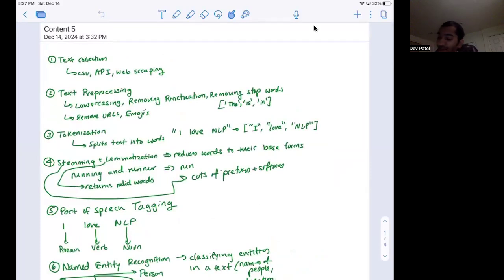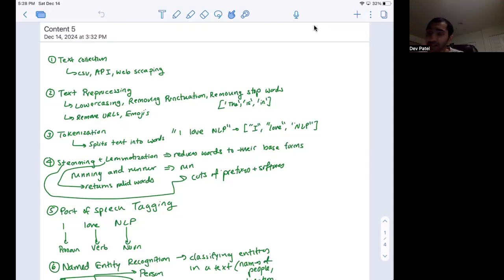First is the text collection, whether it's through a CSV file, through an API that you're pulling data from, or through web scraping, whether you're gathering text data from a specific source, whether this data is social media data, Twitter tweets, or reviews on the internet that you're web scraping. The first critical step of NLP is obviously the text collection.